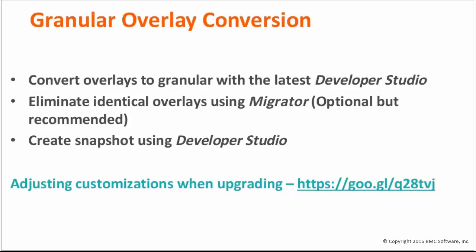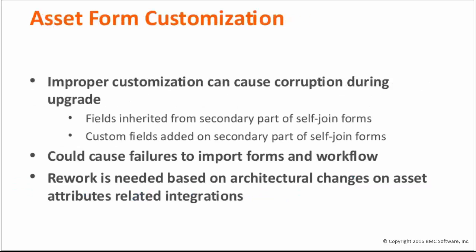Now create a snapshot using Developer Studio and then proceed to the ITSM upgrade. In 8.0, we have changed the design of asset self-join forms. All the asset related attributes are moved to a new form called AST Attributes. Then self-joins will now be pointed to AST Attributes as part of the secondary join form.